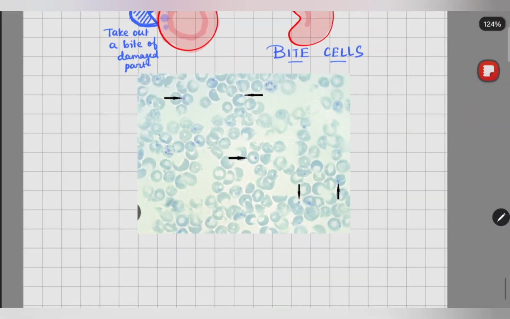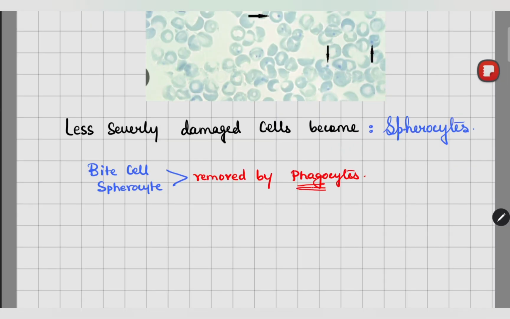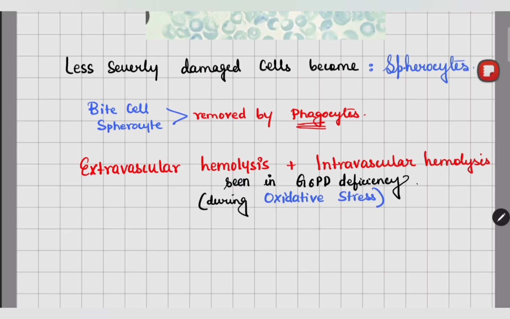out of the cell. Now what happens to the less severely damaged cells? They become spherocytes, and both the spherocytes and bite cells are removed by the process of phagocytosis. Hence, we can see both extravascular hemolysis and intravascular hemolysis.